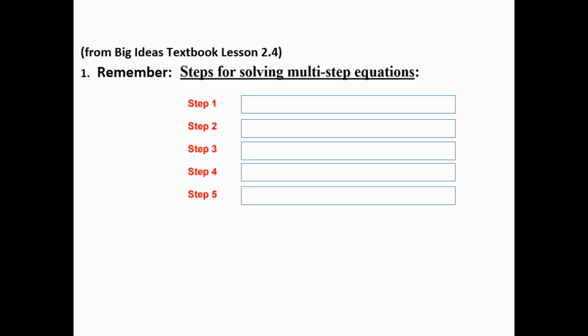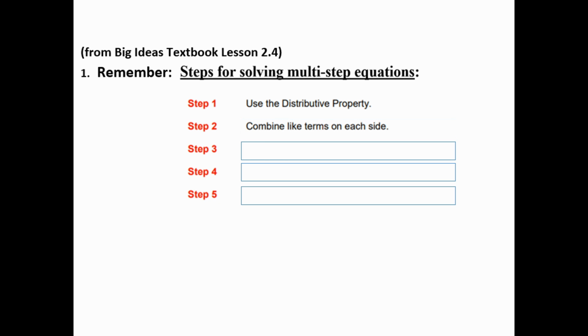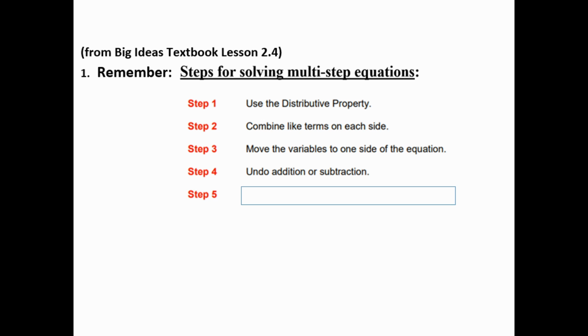Before we begin solving our equations, just a reminder on some of the things that you can do to solve these multi-step equations. The first thing you often want to look for is using that distributive property. The next thing is to look to see if there are any terms that can be combined on each side. Then we can look to see if we can move the variables to just one side of the equation. Look for any addition or subtraction that you can undo. And finally, to isolate the variable completely by itself, look for any multiplication or division that can be undone.